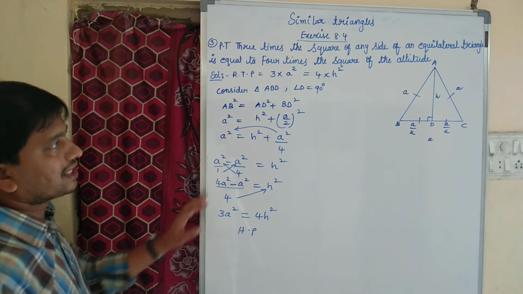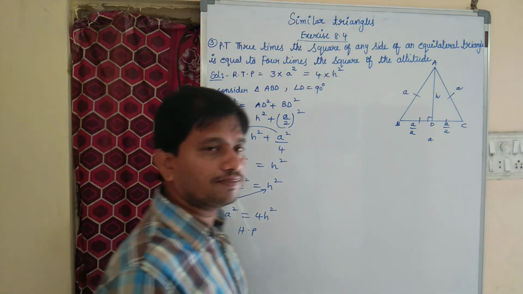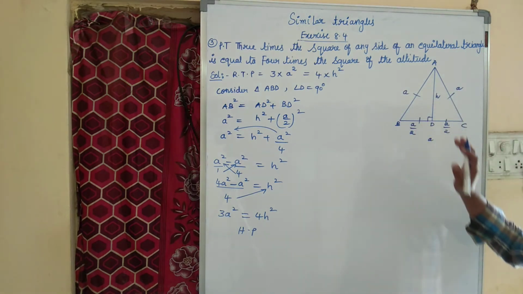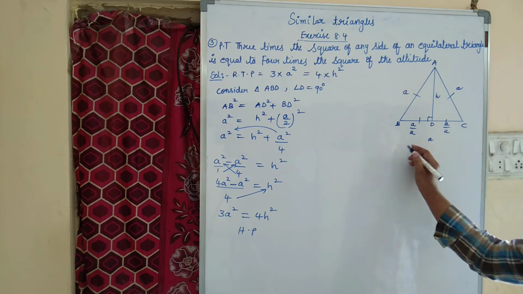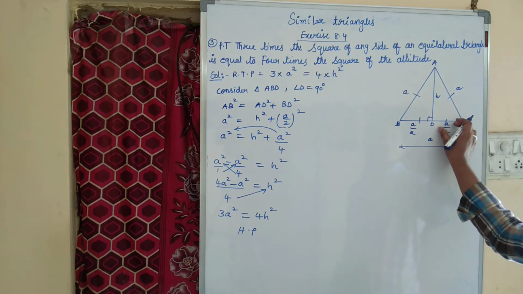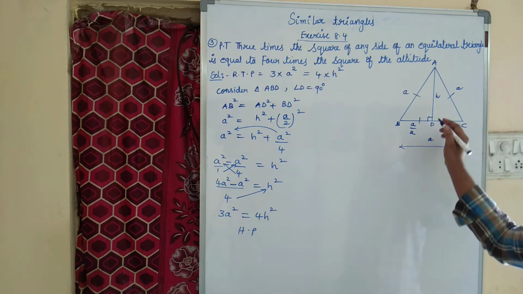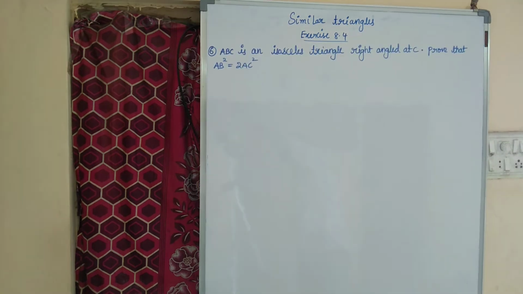Hence proved. Actually they are asking to prove that 3a square equal to 4h square. The condition is here the altitude divides its opposite side into two equal halves. So the total length of BC is a units. Then BD is half of a, DC also half of a. Then we applied Pythagoras theorem. We got 3 times the square of a side of an equilateral triangle is equal to 4 times the square of the altitude.